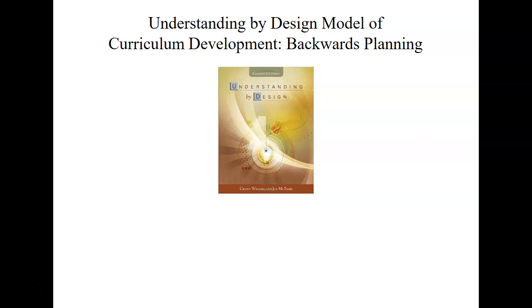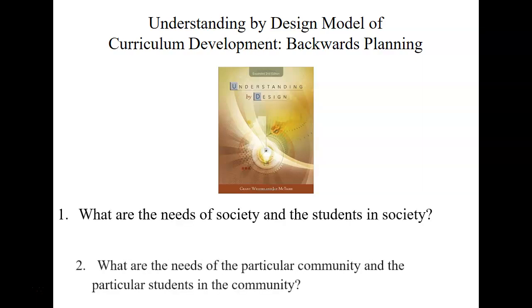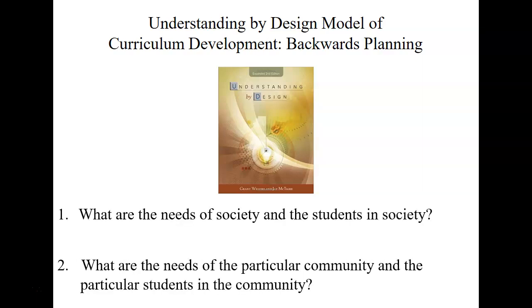I will say there's one particular aspect of this model that I like, that I'm going to point out as we go through it, and then you can make your own decisions about what you think of it. Like the Oliva model, this model also begins with these two key questions. What are the needs of society and the students in society? What are the needs of the particular community and the particular students in the community? Both models start with the exact same questions.